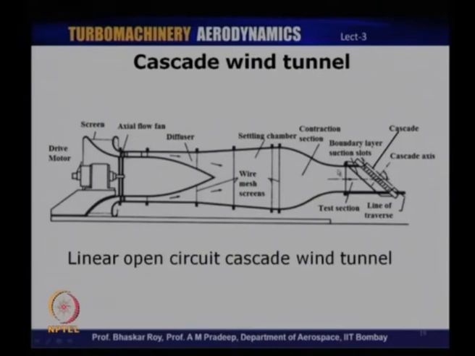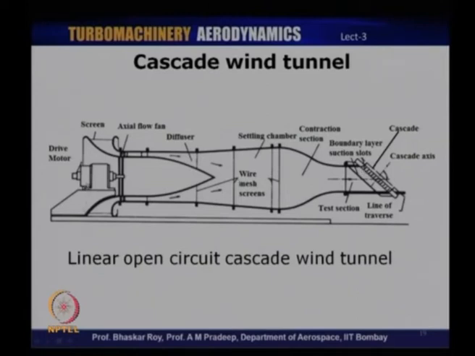So, that is a closed circuit wind tunnel, and this is called a linear cascade because all the blades, as you can see here, are arranged in a linear fashion. There are also cascade tunnels which are annular in nature, where the blades are arranged in an annulus. So, those are annular wind tunnels, cascade tunnels.